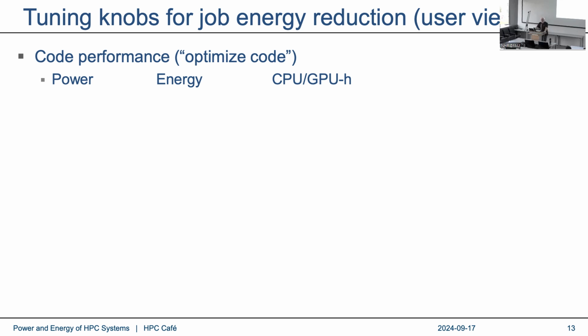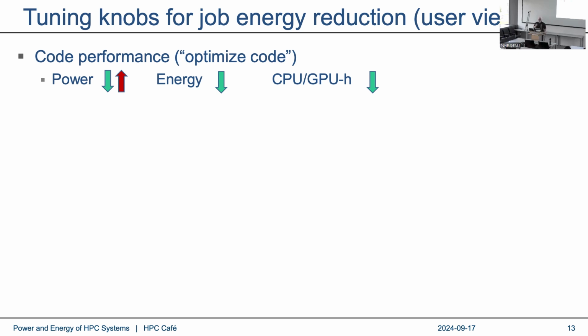So if you optimize the code, there are 3 things you can observe: power dissipation, so watts, energy, watt hours, and CPU and GPU hour utilization, how well you can utilize your allotment. You get 1 million CPU hours. How well is that utilized? You optimize it. So if you optimize the code, power could go up or down. I mentioned that. Okay, and that, of course, has an impact on the energy consumption.